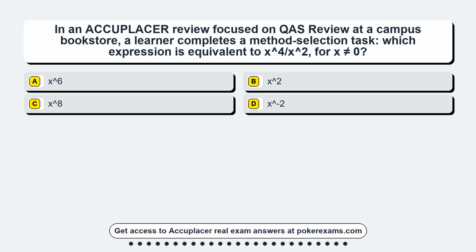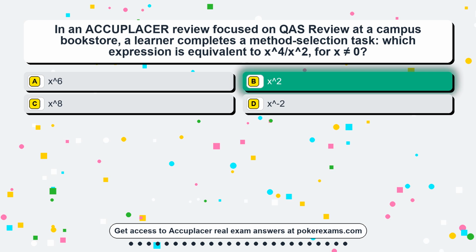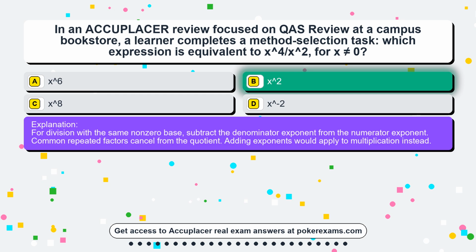Question 1. In an ACCUPLACER review focused on QAS review at a campus bookstore, a learner completes a method-selection task. Which expression is equivalent to x^4 / x^2, for x not equal to 0? Option A, x^6. Option B, x^2. Option C, x^8. Option D, x^-2. The correct answer is option B, x^2. For division with the same non-zero base, subtract the denominator exponent from the numerator exponent. Common repeated factors cancel from the quotient. Adding exponents would apply to multiplication instead.